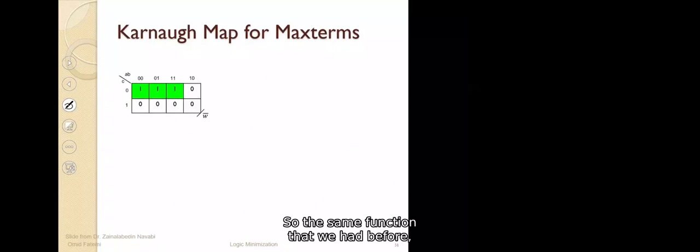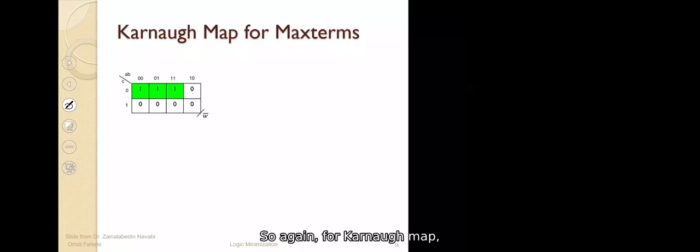We could do the same thing for Carnot-map. First, I try to use the concept of W bar, and then we go directly to W and try to use Carnot-map for max terms. Why do we use W bar? So the same function that we had before, this is W bar. W bar had 3 1s and 5 zeros. This is the same function that we had before.